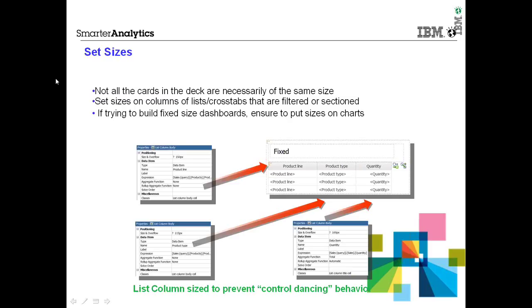Also, one more thing to be kept in mind is lists and crosstabs. Whenever you are filtering the list and the crosstab, the width of the columns of the list get readjusted depending upon the content. So you will also have to fix the list sizes, the column widths for the list, if you want to avoid this bouncing effect.